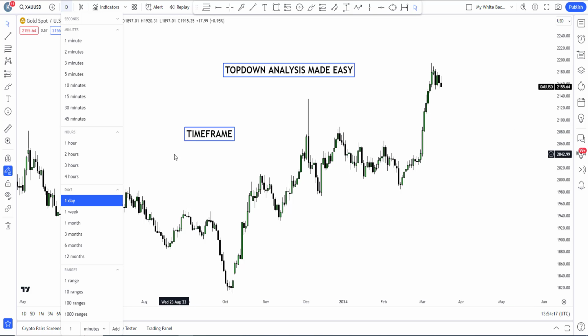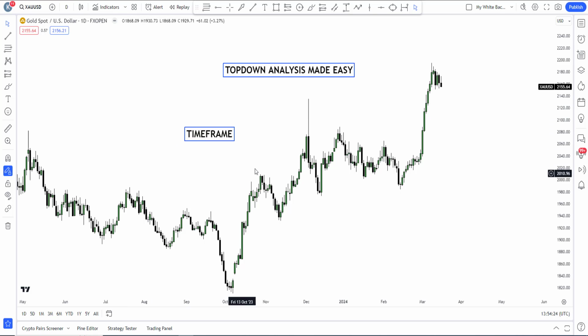All right, so I'll be using the daily time frame as my highest time frame, so I don't care to know what is happening on the weekly or the monthly. All right, so it's important.